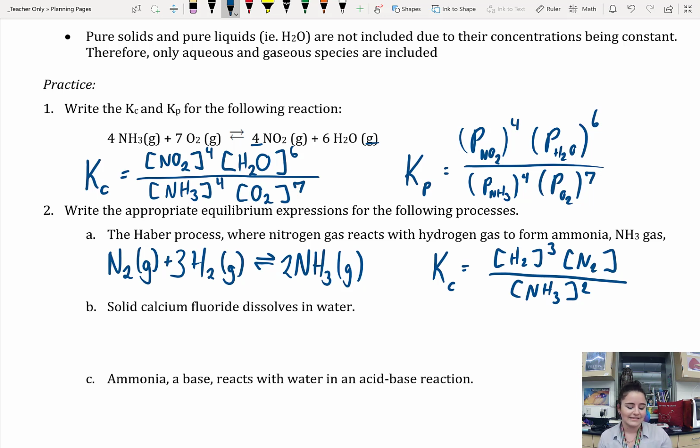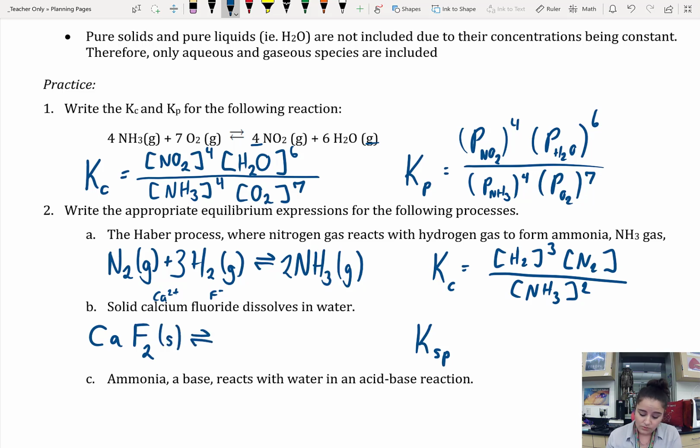Okay, cool. Now we have one: solid calcium fluoride dissolves in water. Okay, this is something dissolving. It's actually going to be a Ksp reaction. Now let's go ahead and write, what does dissolving look like? Dissolving looks like we have a solid. Calcium is 2 plus, fluorine is 1 minus, so calcium fluoride is CaF2, and it says it's a solid, and then it's going to dissolve into calcium ions and 2 fluoride ions. And if they're dissolved in water, you are aqueous.